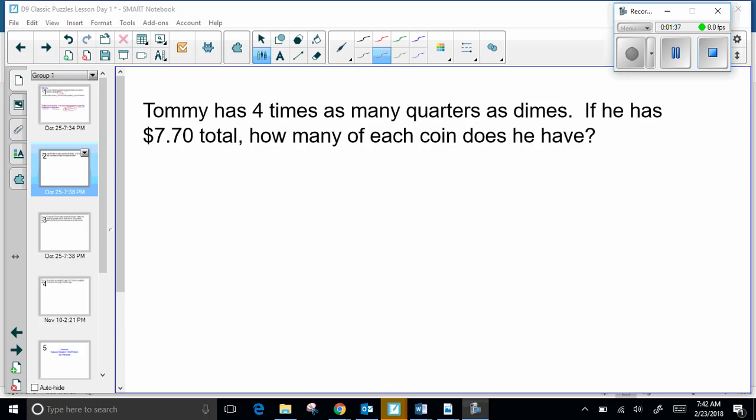So let's start with the first one. It's very similar to our warm-up problem. Tommy has 4 times as many quarters as dimes. If he has $7.70 total, how many of each coin does he have?